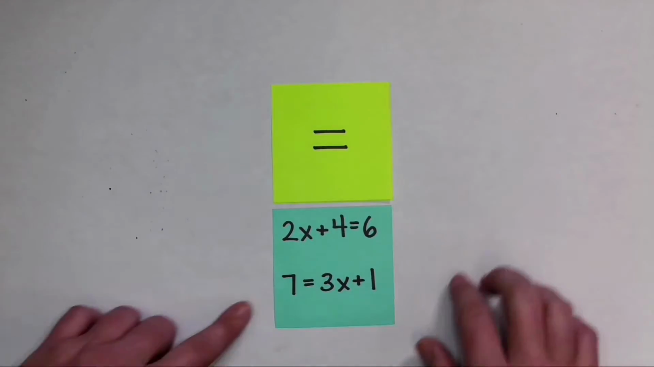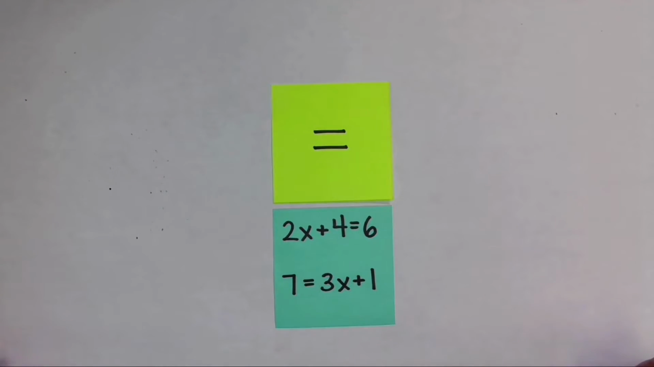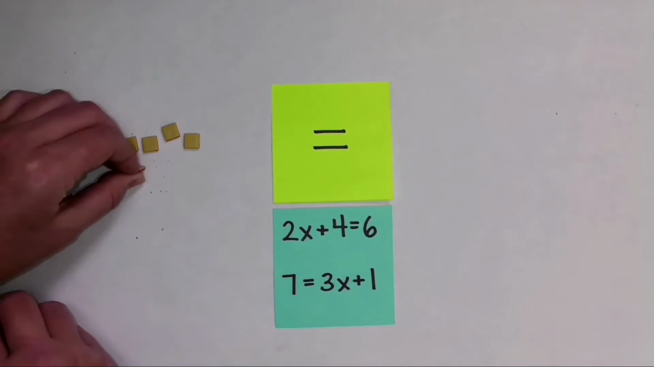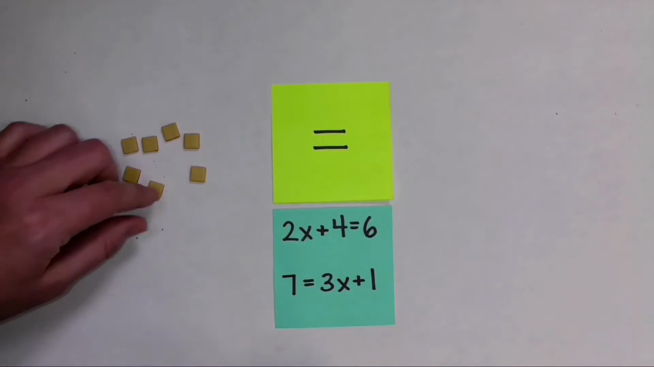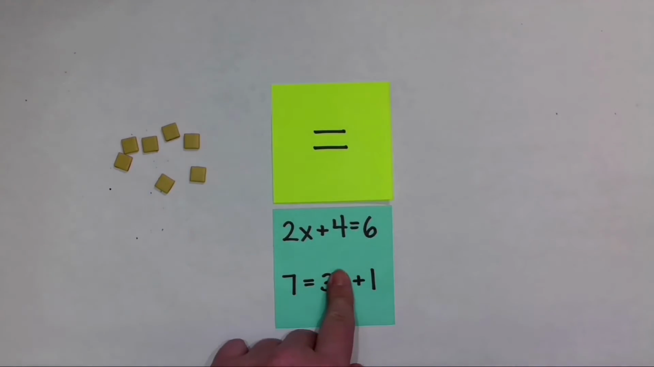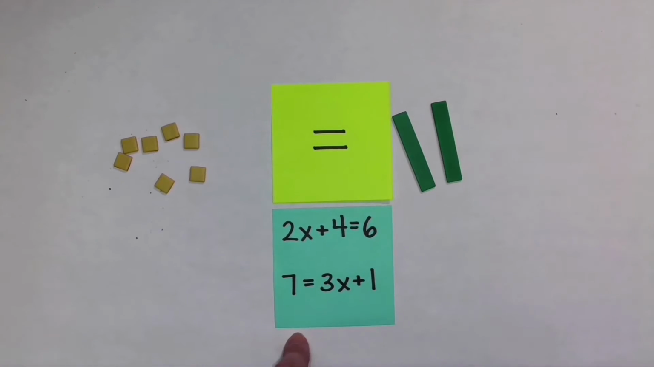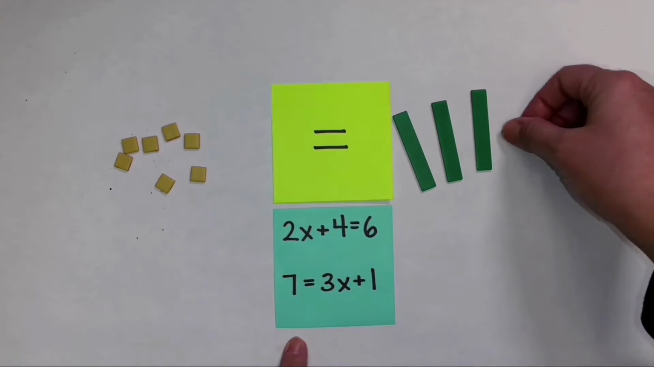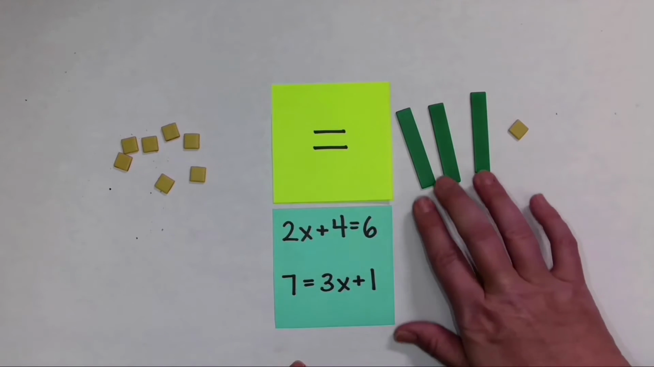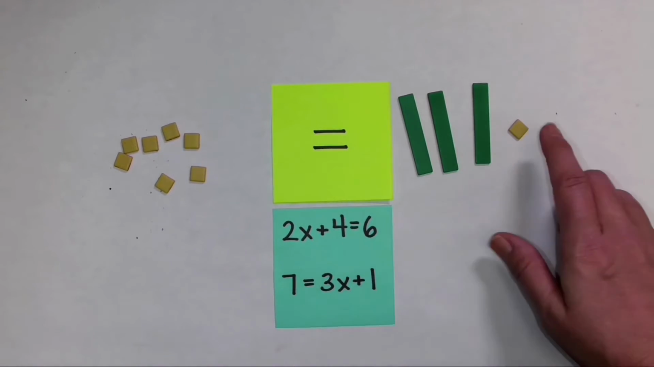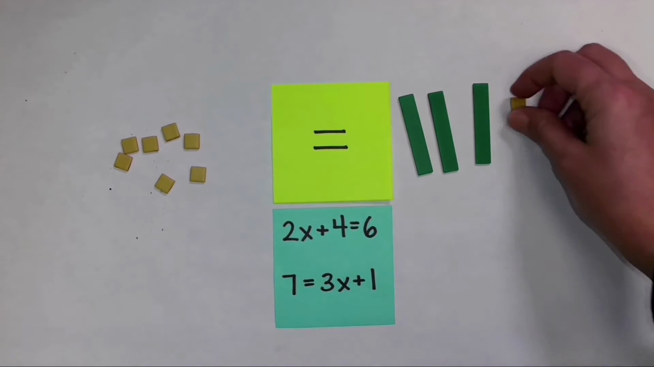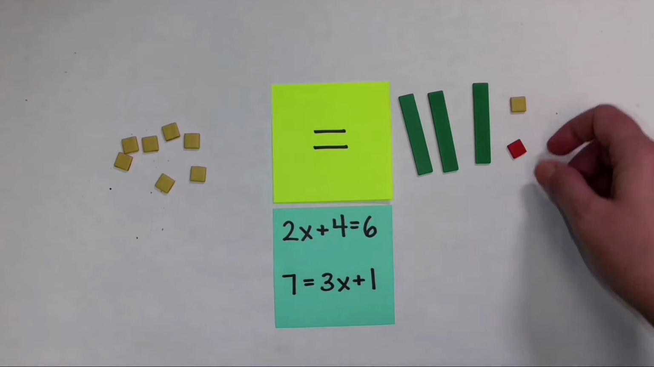Let's solve this next problem. 7 equals 3x plus 1. So we're going to start with 7, and that 7 is positive, so I'll go ahead and bring in 7 counters there. And over here on that side of the equal sign, I have 3x plus 1. Now what do we want to do? We want to isolate this variable, which means removing this constant. And I remove the constant by creating 0 pairs.